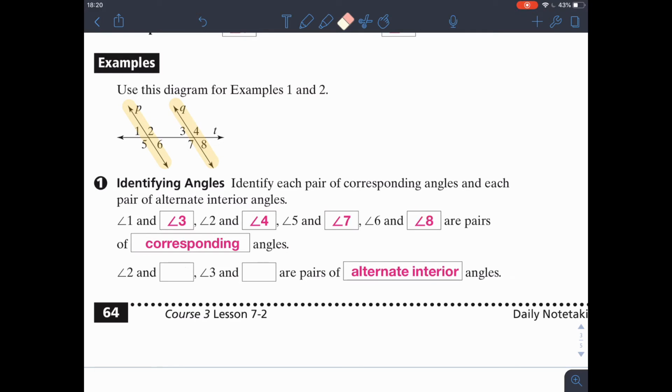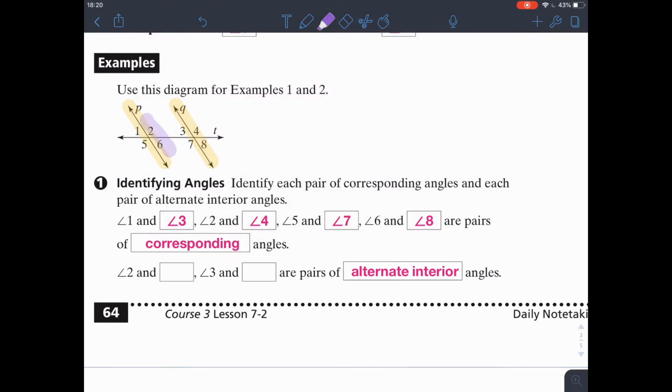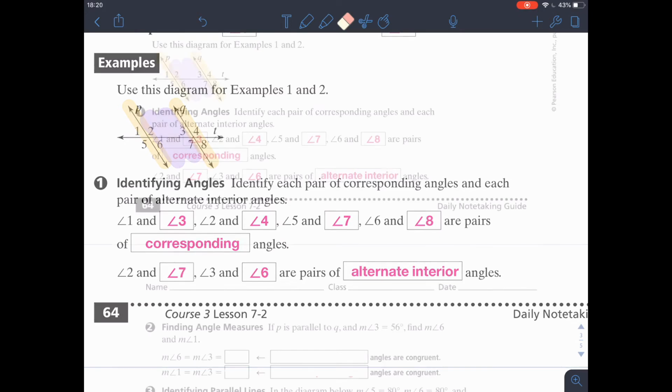For our alternate interior angles, remember that those are going to be on the inside of our transversal. So I can only really be looking at 2, 6, 3, and 7 here. Alternate then being the opposite side. So if I have angle 2, then the opposite side inside would be 7. And then for 3, the opposite inside would be 6.